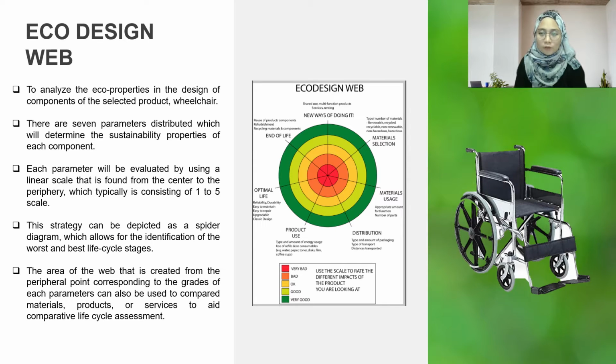Next, the function of eco-design web is to analyze the eco-property in the design of a component of a selected product, which is wheelchair. There are 7 parameters which will determine the suitability properties of each component, and each component will be evaluated by using a linear scale, which typically consists of a 1 to 5 scale. This is to allow for the identification of the worst and the best life cycle stages. And each parameter can also be used to compare the material, product, or services to aid comparative life cycle assessment.